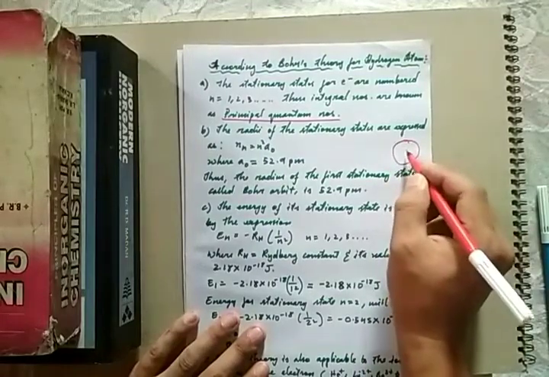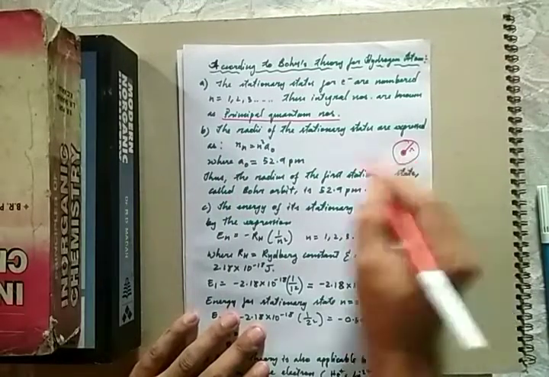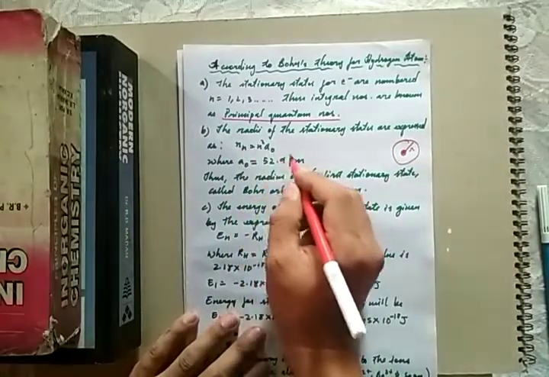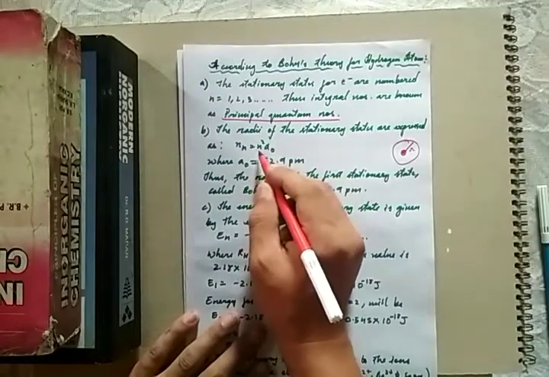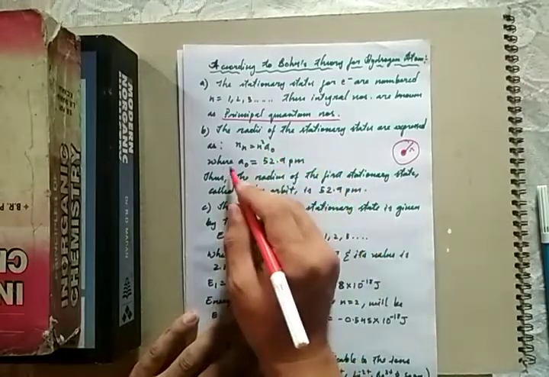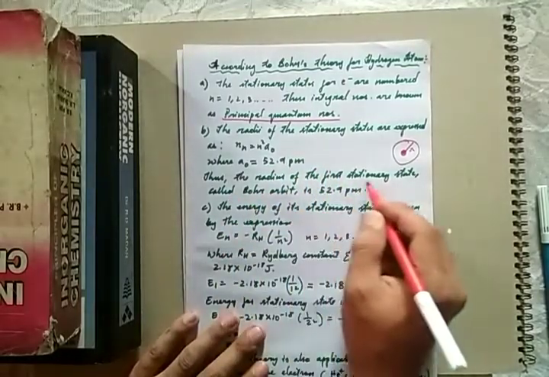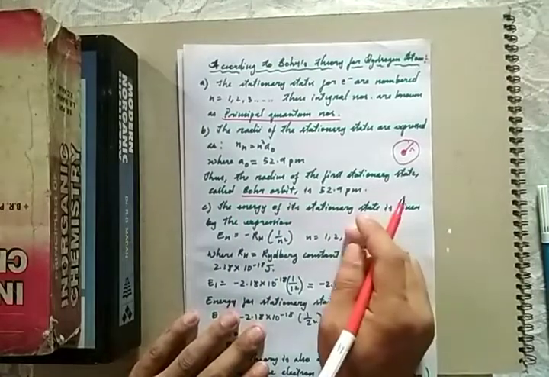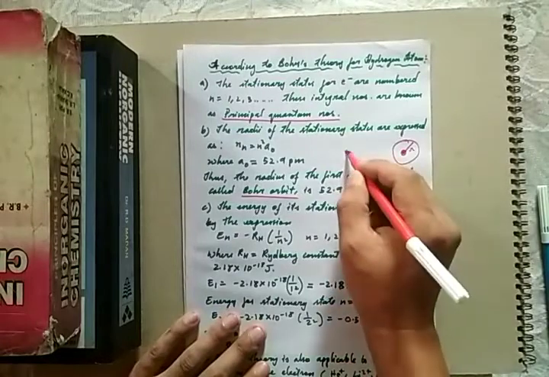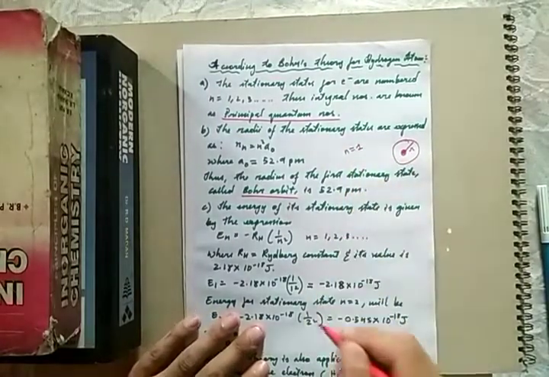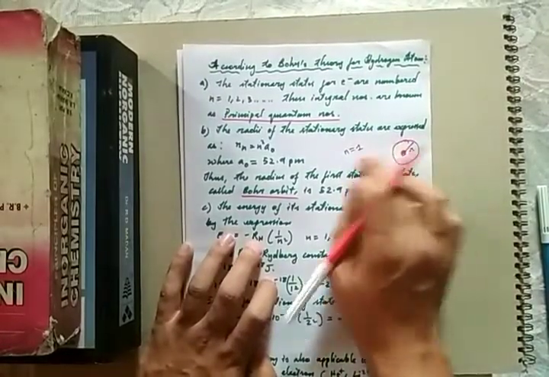the radii of the stationary states are expressed as r_n, the radius of the nth stationary state, is equal to n square a naught. Here a naught is 52.9 picometer. Thus the radius of the first stationary state is called the Bohr orbit, the radius of the first stationary state. So the first stationary state means n is equal to 1. When n is equal to 1, this is the first shell or orbit.